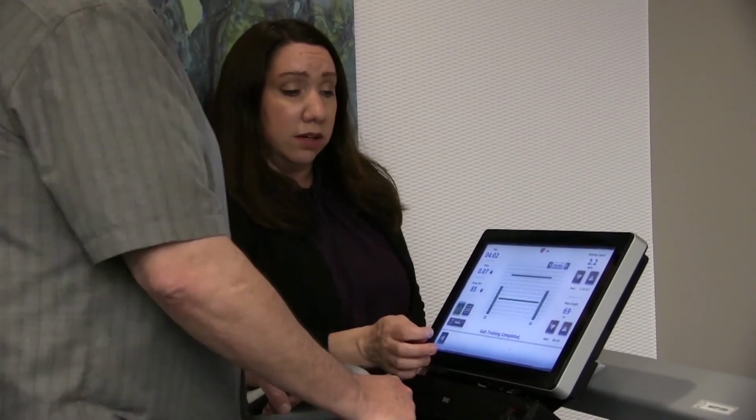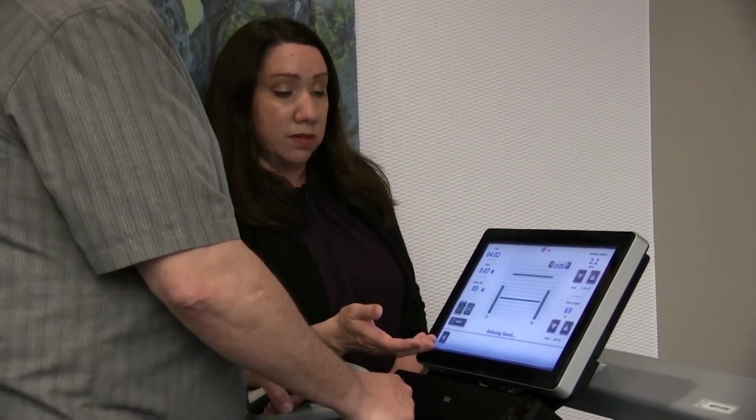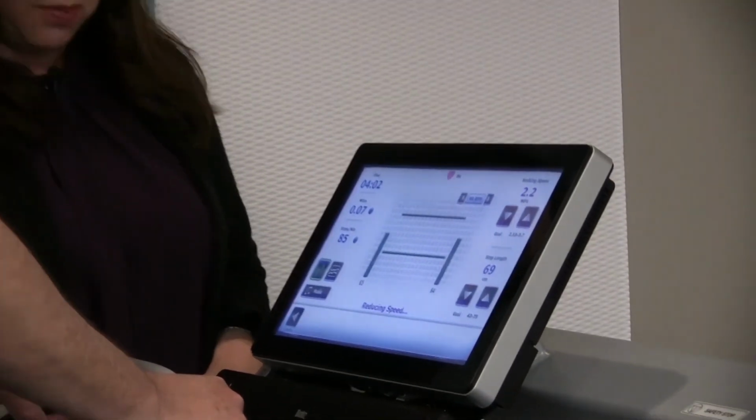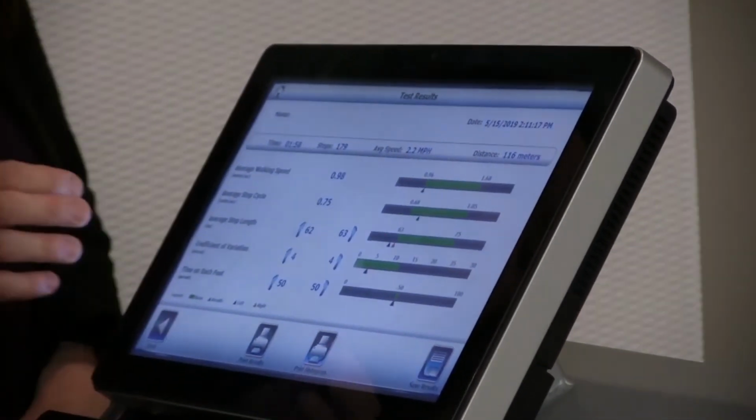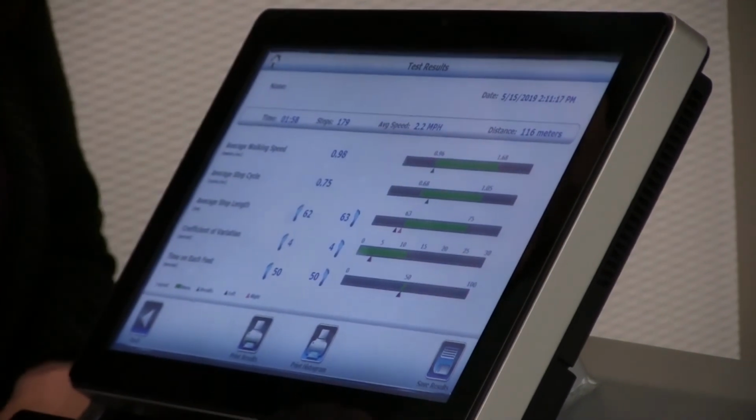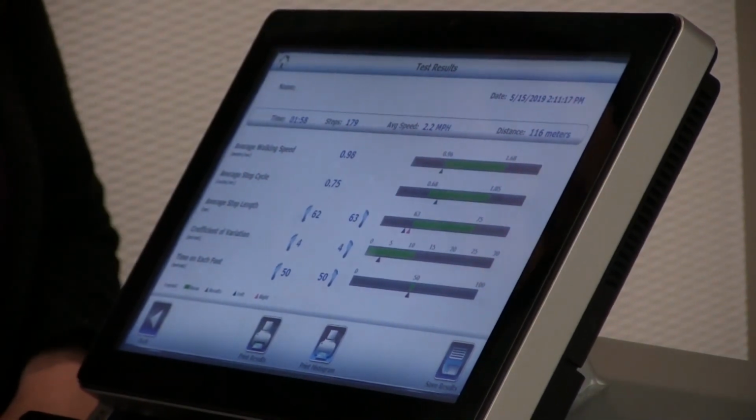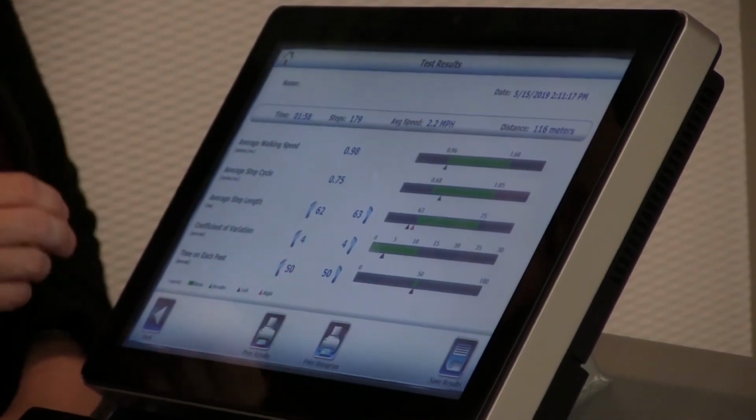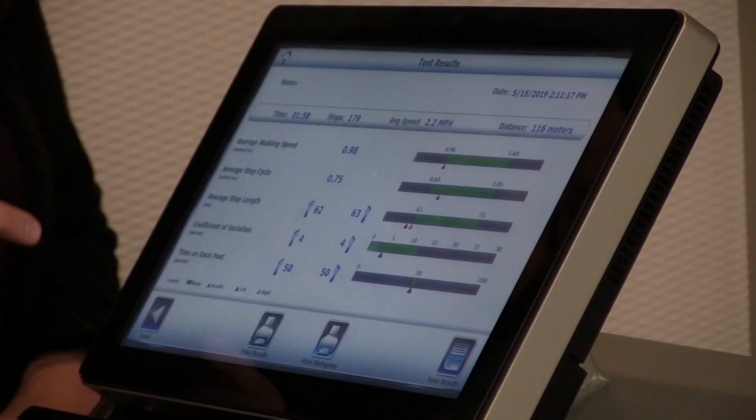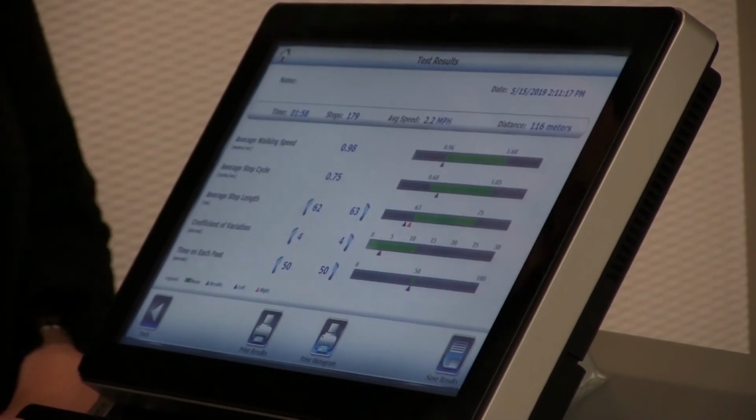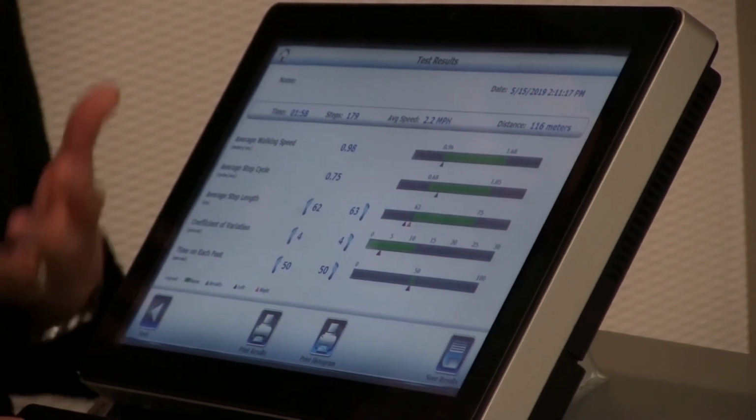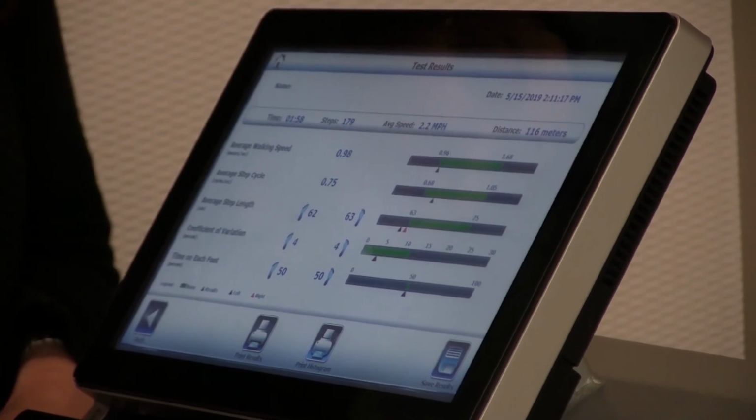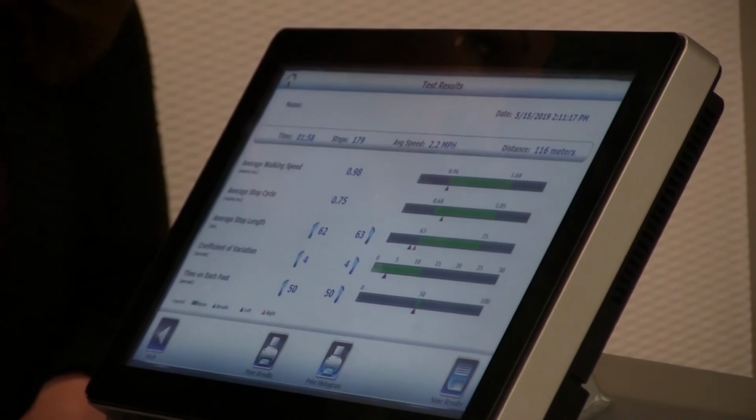When we end here, we're going to look at the results page. So the system itself is capturing a lot of data. And the data is going to give me some clear insight as to where that person's at with their gait, stride length, their cadence, the coefficient of variance between their right versus left foot, how much time they're spending on each foot.